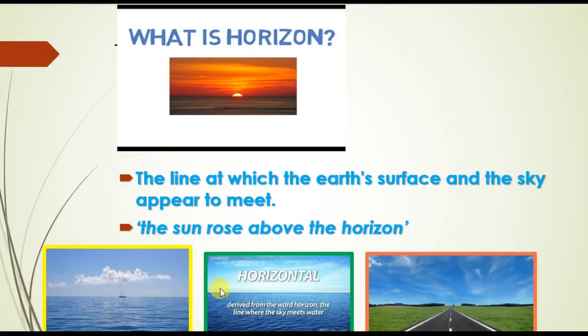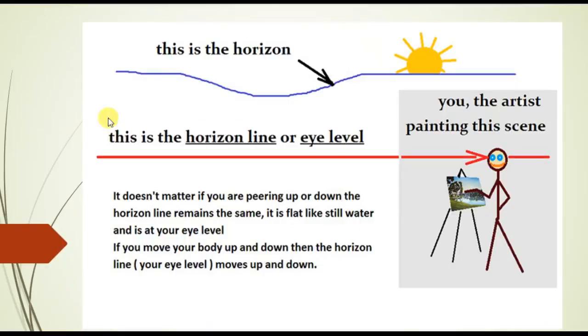The line where the sky meets water. This white line is the horizon. Here the horizon is this line. So, this line is the horizon. It is our eye level. For example, if you are an artist painting this, your eye level is the horizon. It doesn't matter if you are peering up or down, the horizon line remains the same. It's flat like still water and it's your eye level. If you move your body up and down, then the horizon line, your eye level, moves up and down.